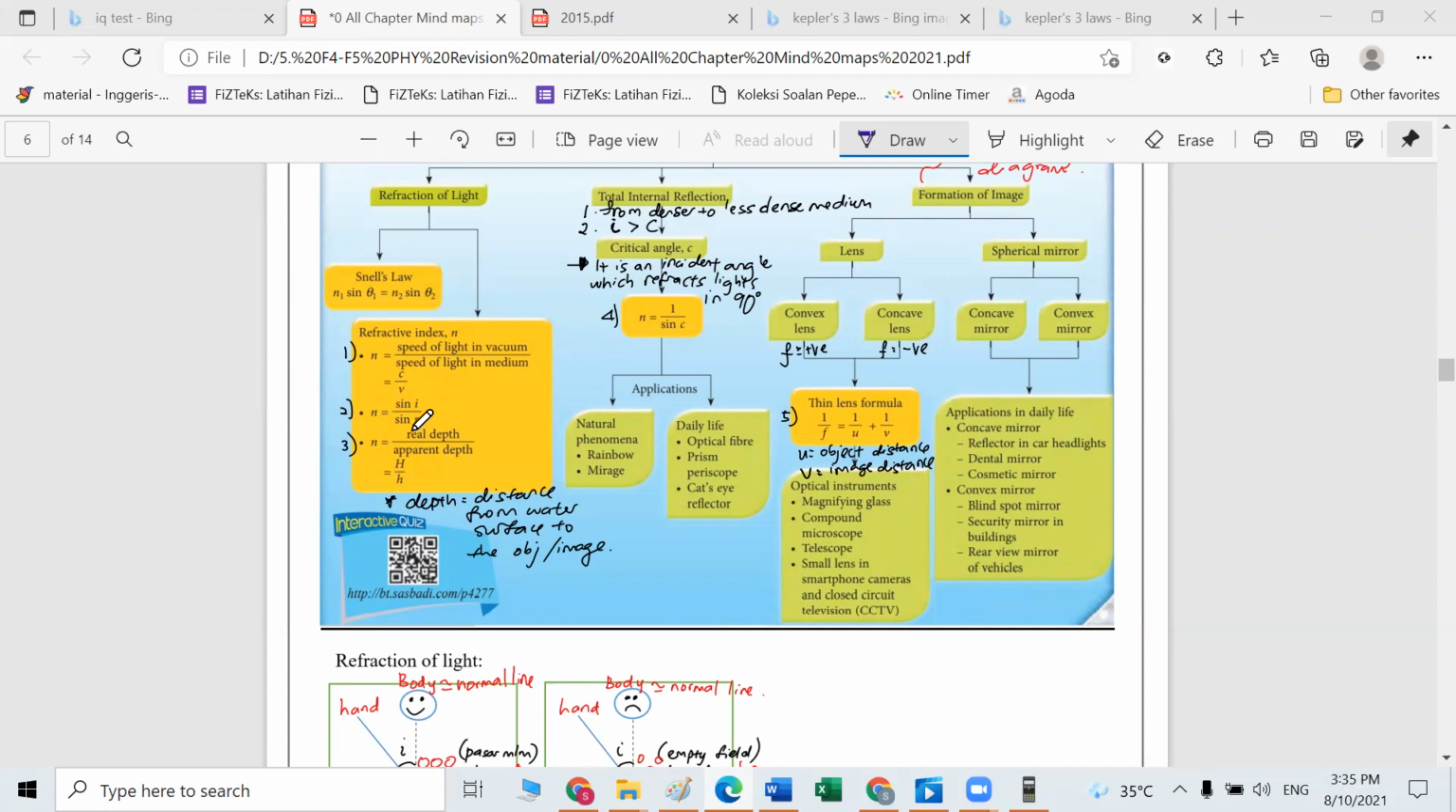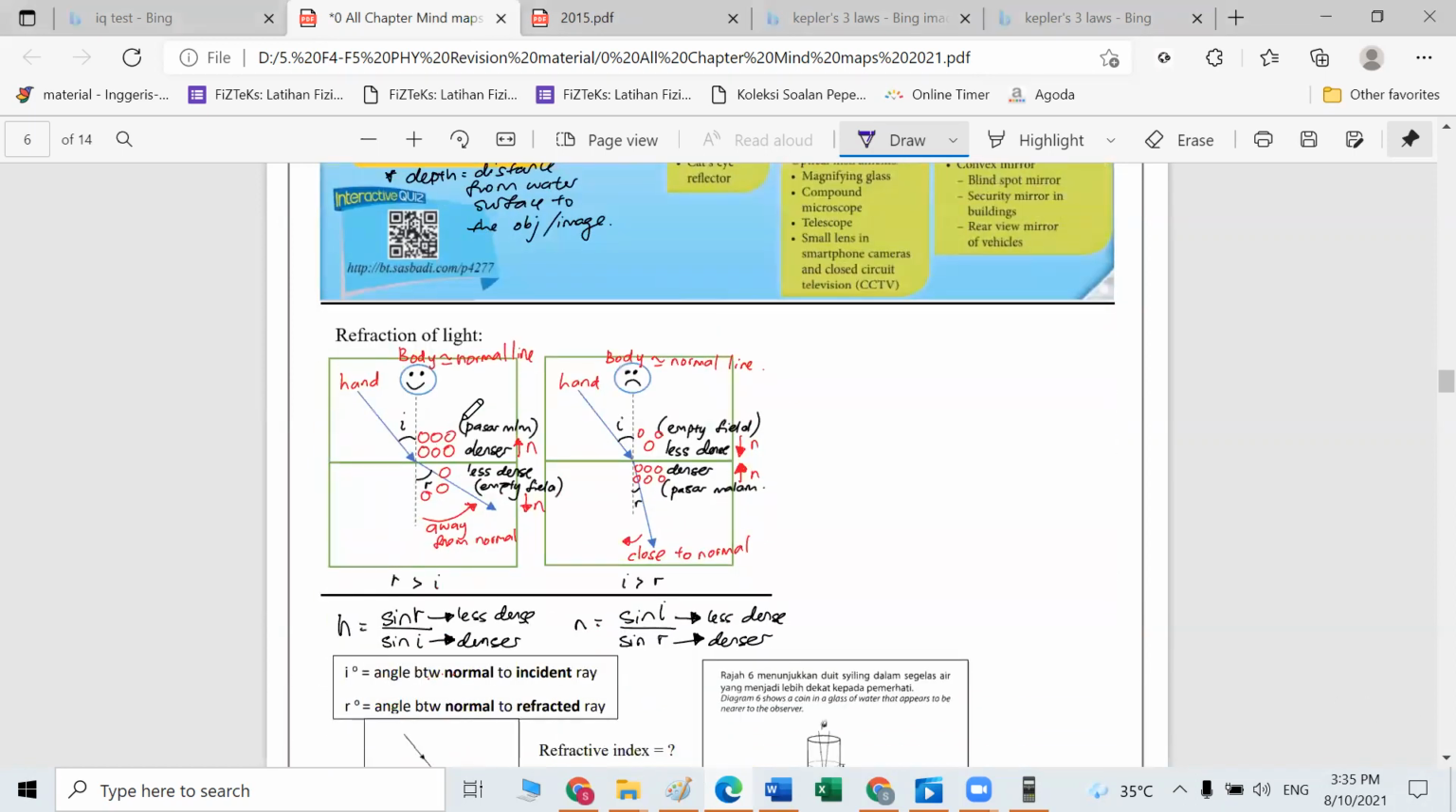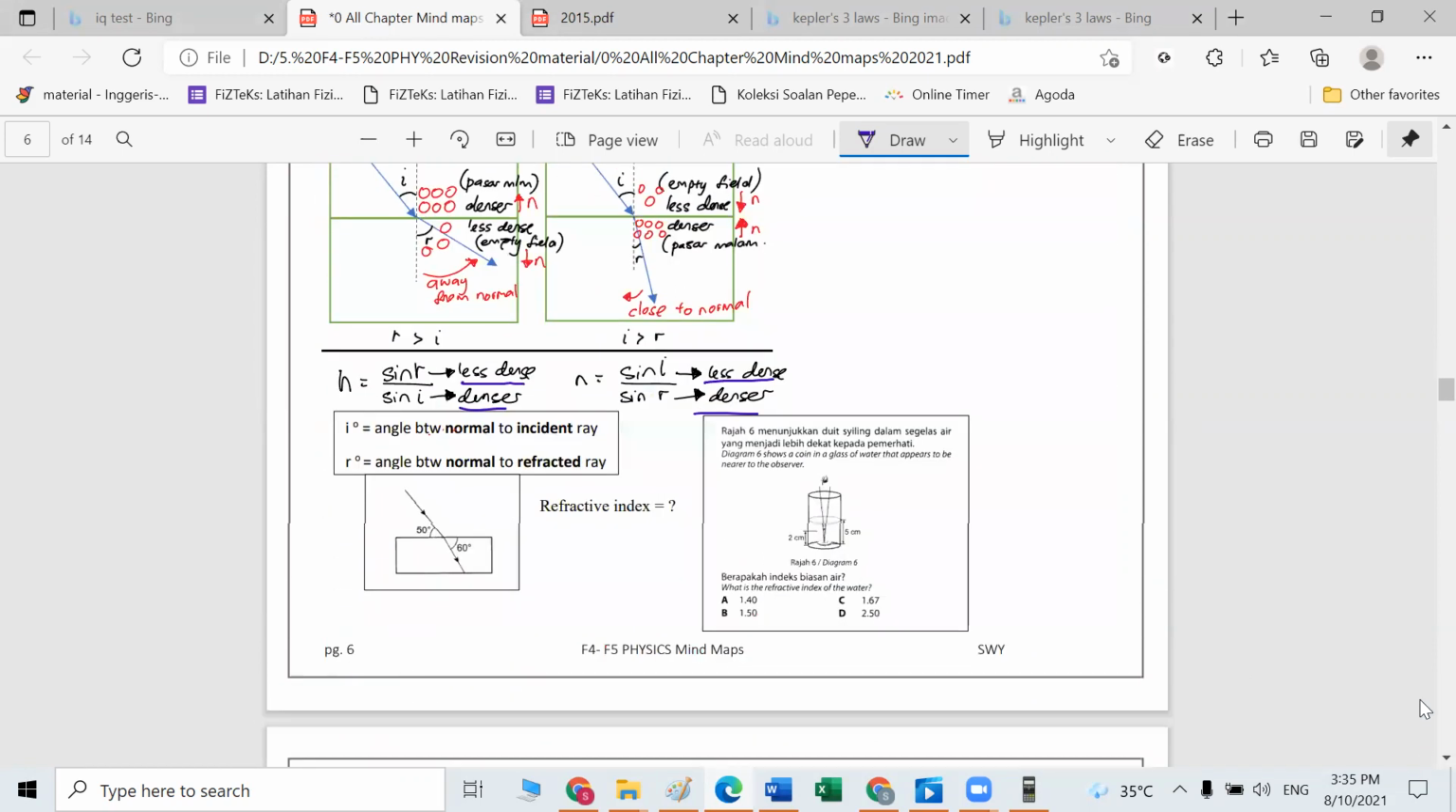Right, Snell's law, sine i over sine r. Speed of light in vacuum over speed of light in medium. So the sine i over sine r must always be from less dense to denser. Less dense divided by denser. So no matter how, less dense divided by denser one. Okay, so now can you tell me what is this refractive index?